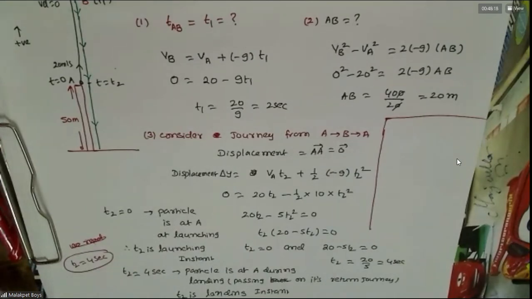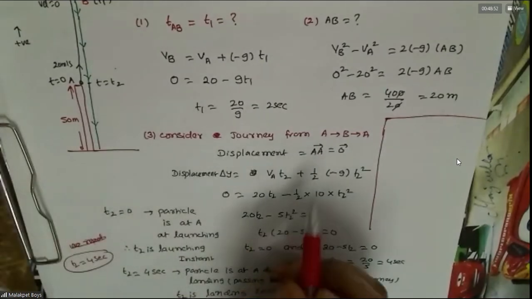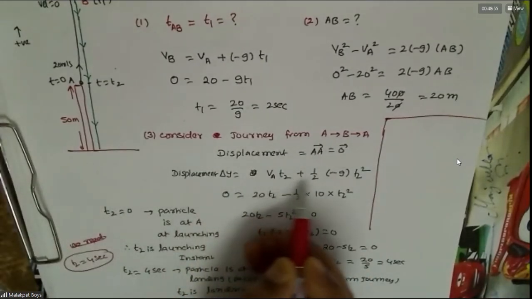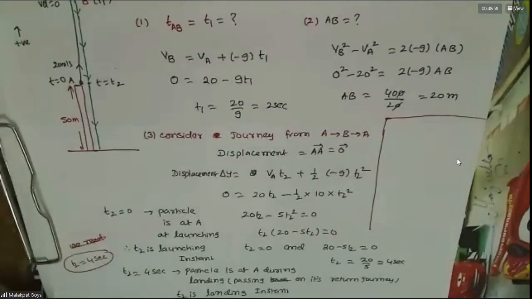Sir, for the third question, we can't use the distance formula, sir. They asked the time at which this particle returns to the height. Can't we use the distance formula in place of displacement? Which formula? S is equal to ut plus half at square. S is displacement, it is not distance.